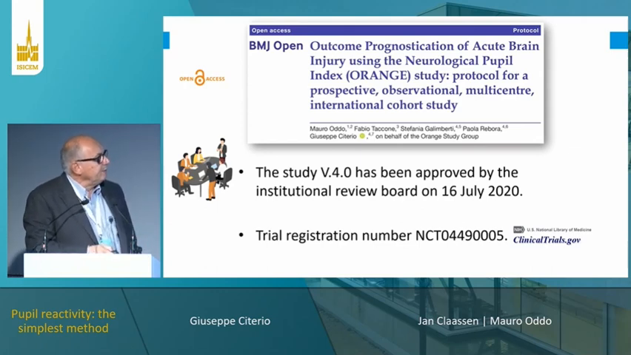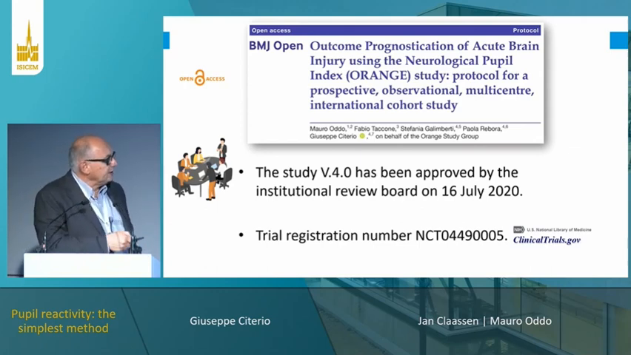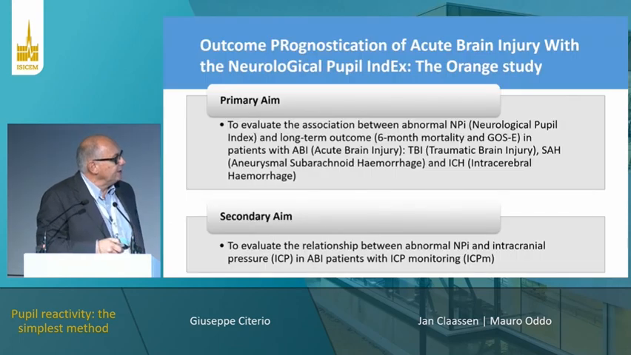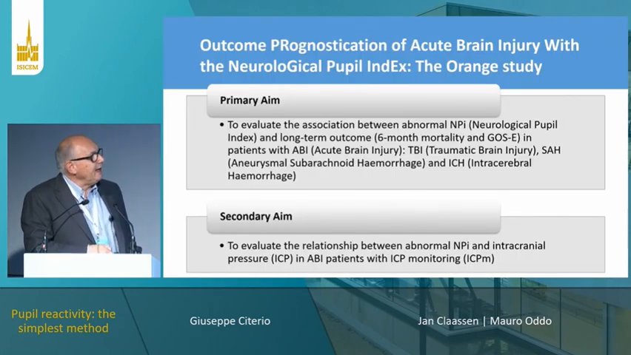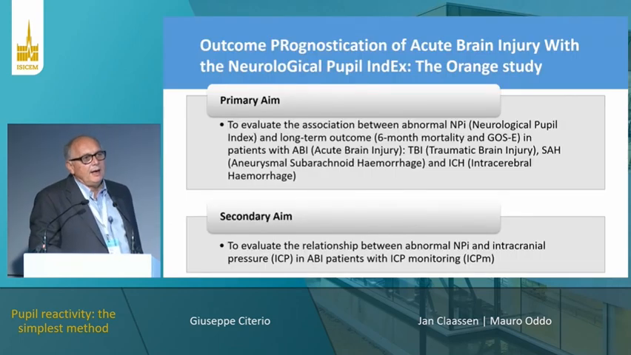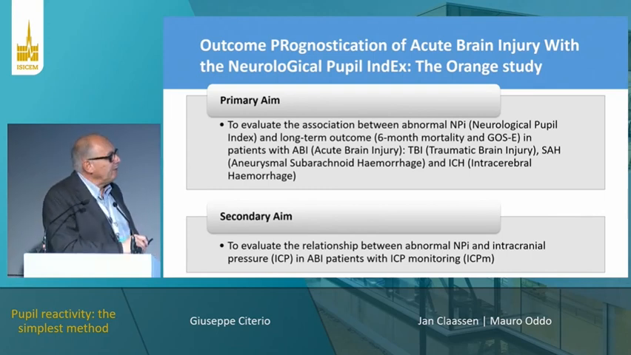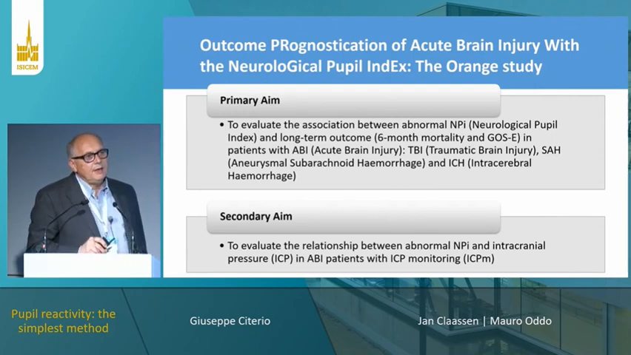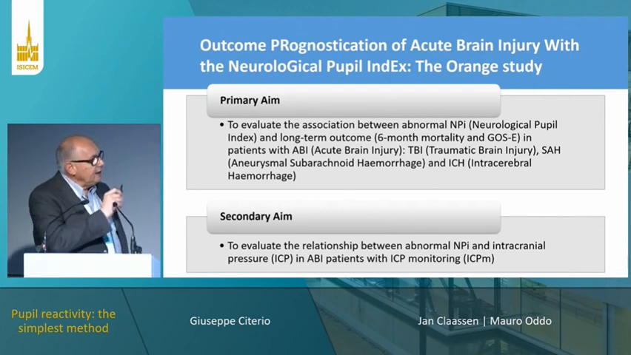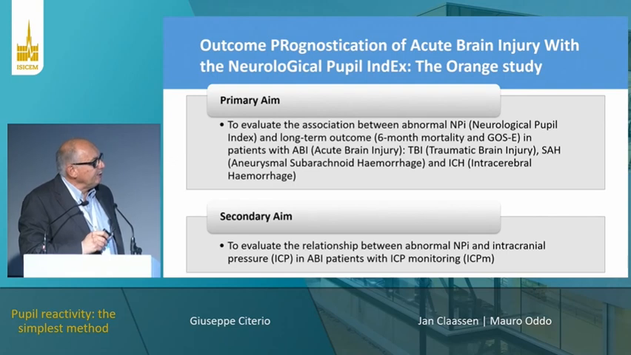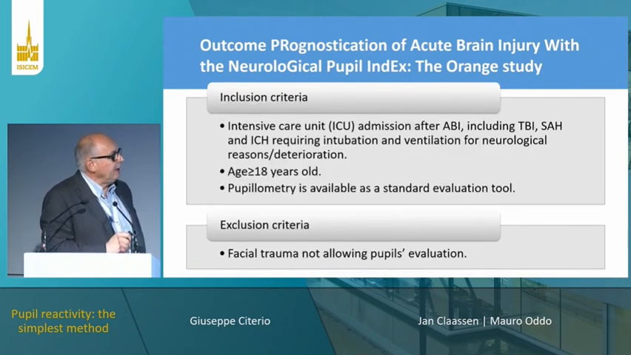We published the protocol before starting the trial, and we registered the trial. The primary aim is to understand if we are able, in 3 different pathologies, TBI, SIH, and intracerebral hemorrhage, to find an association between abnormal MPI and the outcome of the patient. The secondary aim, which we will not present today, is to explore the relationship between ICP and MPI.